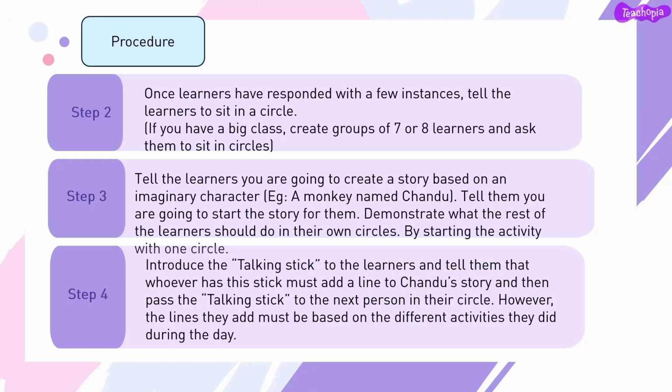Now, tell them you are going to start the story for them. Demonstrate what the rest of the learners should do in their own circles by doing this. Start the activity with one circle. Now, introduce the talking stick to them. Learners, whoever has the talking stick must add a line to Chandu's story and pass the talking stick to the next person. However, the lines they add must be based on the different activities they did during the day.